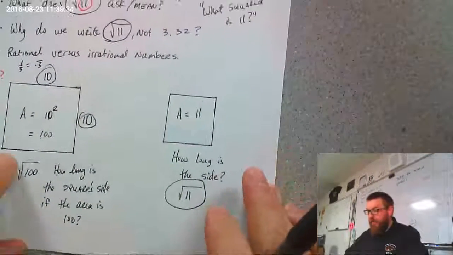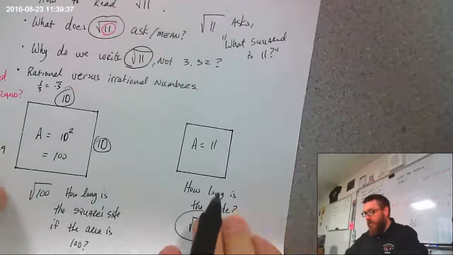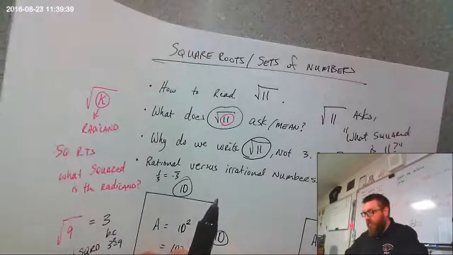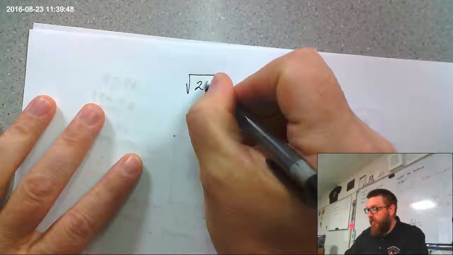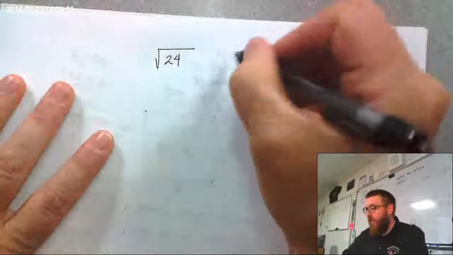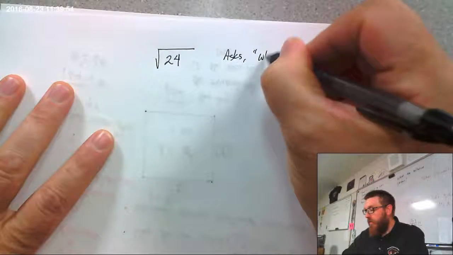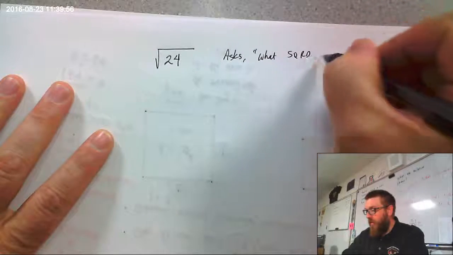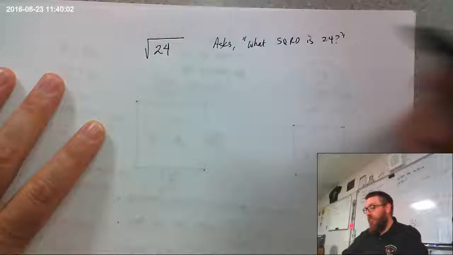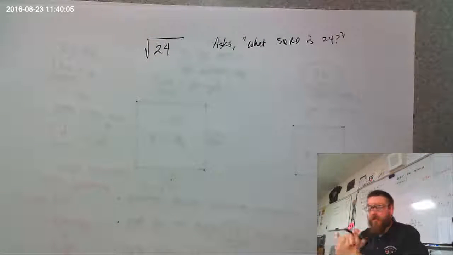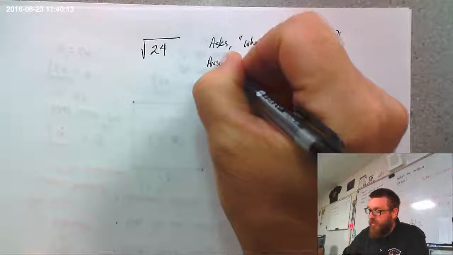So anyway, let's talk a little bit more about square roots and how to simplify them. When you're simplifying square roots, you're looking for perfect squares. So let's say I had the square root of 24. This is asking what squared is 24. What squared is the radicand? That's what it asks. Now, I've got my list of perfect squares that we did earlier. 25 is a perfect square and 16 is a perfect square. 24 is not.